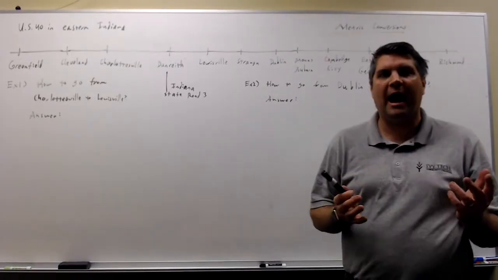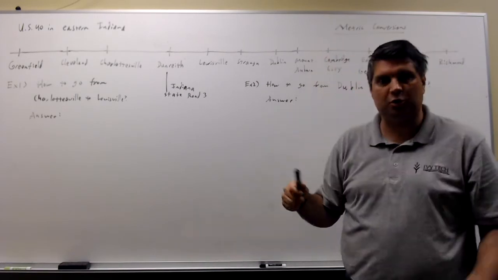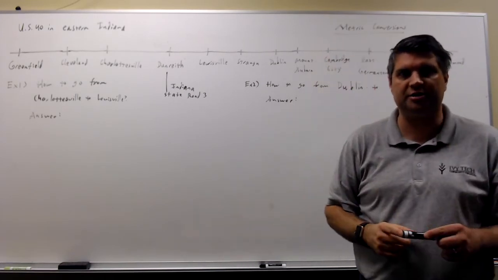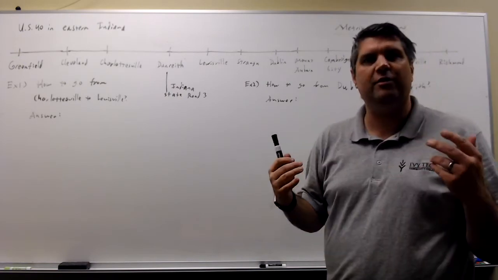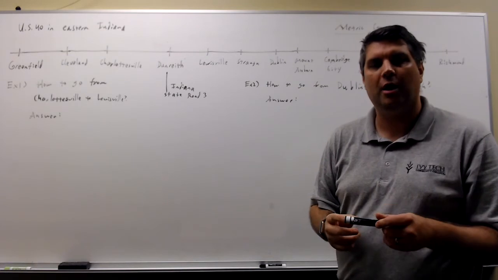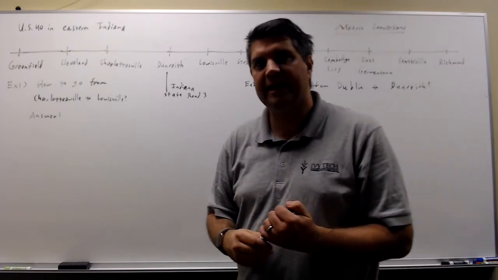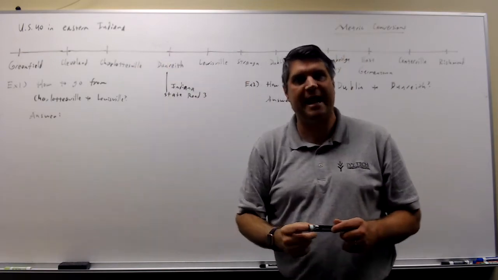Okay, my idea here is to introduce, or review, metric to metric conversions for adults by warming up with something that we're relatively familiar with, okay? And that is following a highway map to get from one town to another.